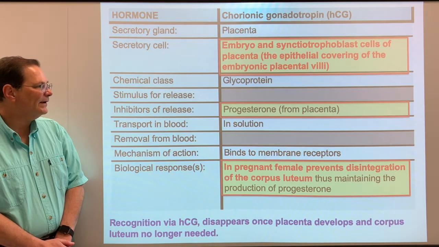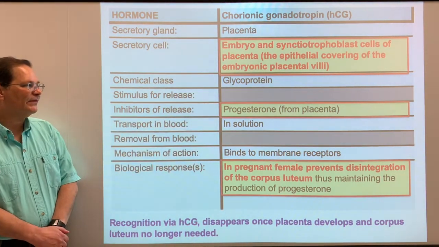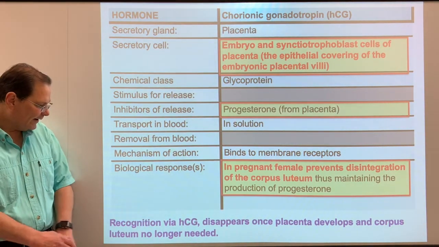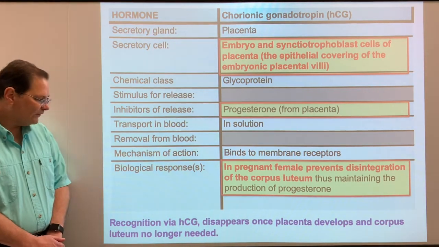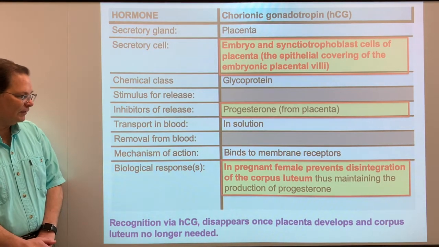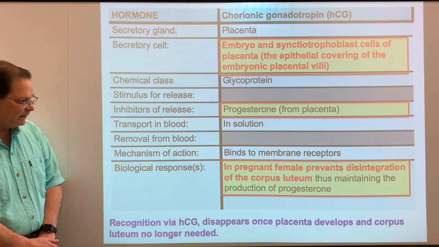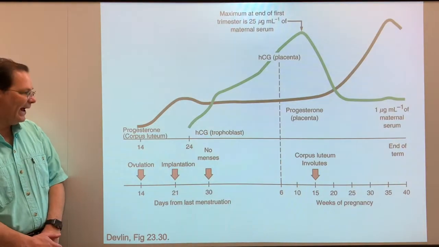What's going to happen is progesterone is eventually going to start coming from the placenta. And when the placenta has basically taken over the secretion of progesterone, the HCG is no longer needed, and it will stop being secreted. Okay, and the corpus luteum is going to disintegrate. So this is how that happens.